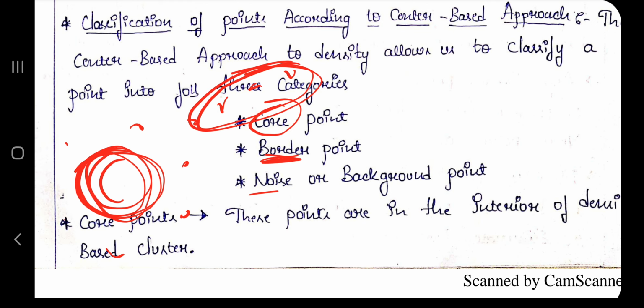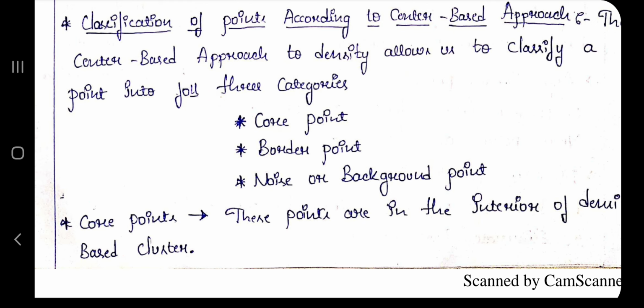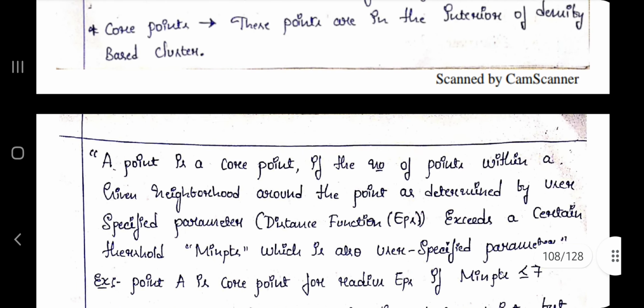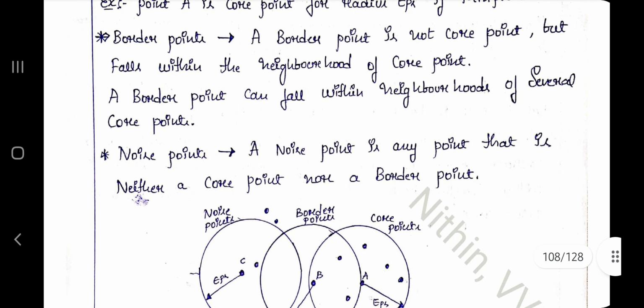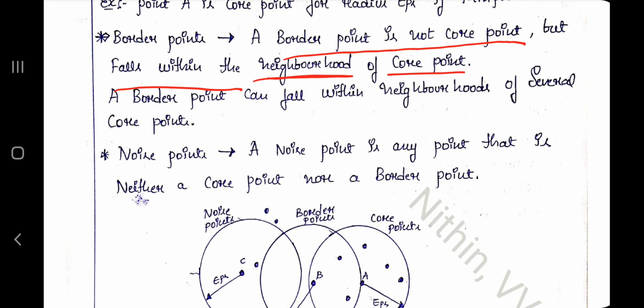So we have three categories here. The core point is the inner part of the density based algorithm. It is the interior point of the density based cluster. That's the core point. And the border point is not the core point, but it is still falling within a neighbor of the core point. Means it is not that unimportant, not that important also, the middle ones. Noise point is like out of syllabus concepts. It is neither the core point nor the border point.